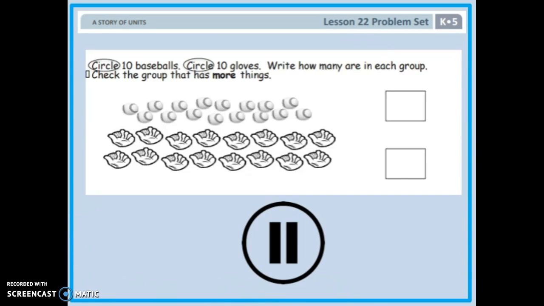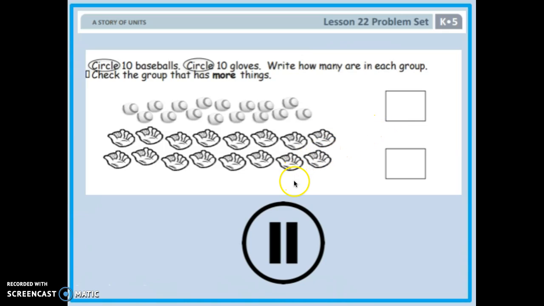The directions for this page say, circle 10 baseballs. Go ahead, circle 10 baseballs. Now circle 10 baseball gloves. You might call them mitts. Now you should have a group of 10 baseballs circled and some left over. I want you to write that teen number right here. How many baseballs are there?